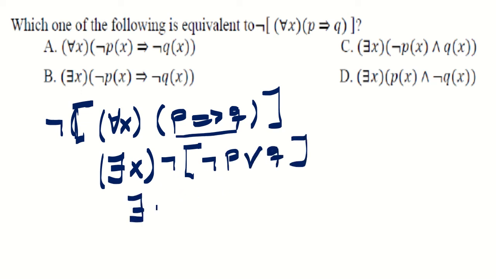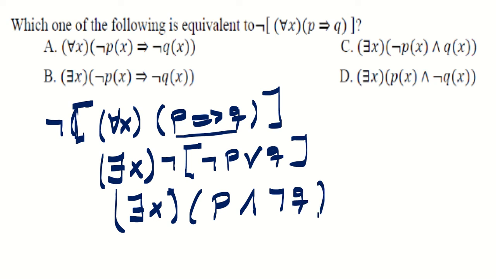So there exists X. When you distribute, the negation will be on P, the or will be changed to and, and it will be negation Q. So which will be the result here? That is D. For all X is changed into there exists in case of negation, and then the negation will be distributed for the logical propositions, for each of them.